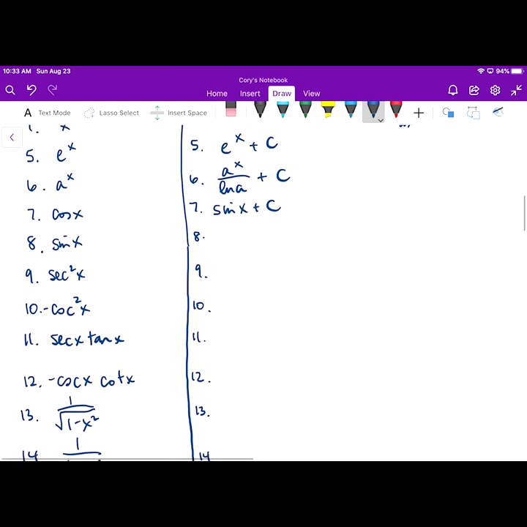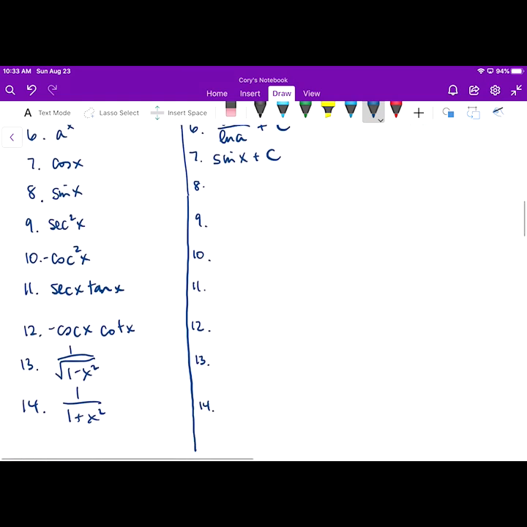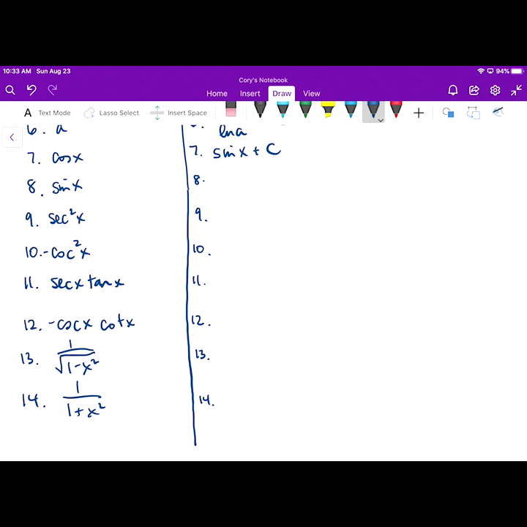Okay, I'm going to have you guys do numbers 8 through 14. Okay, so I want you to find the antiderivatives of 8 through 14. I'm going to go ahead and have you pause the video so you can do that. And then once you've done so, turn it back on, and then we'll work through them together for you to check.